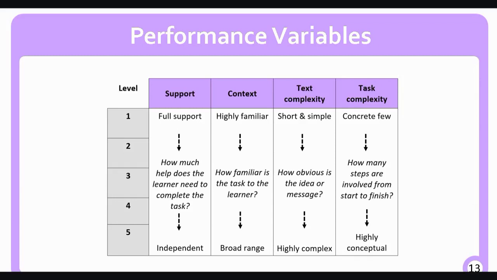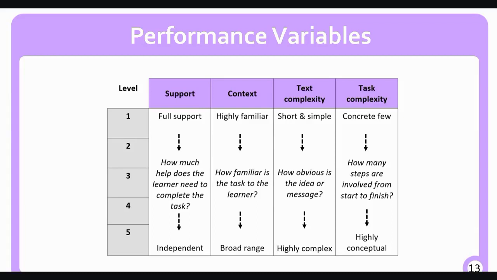With text complexity, if the text is short and simple, level 1. If it's highly complex, then you're looking at 5. With task complexity, if it's concrete, few tasks, simple tasks, not too difficult, then it's going to be level 1. But if it's highly conceptual, a blend of multiple tasks in a melting pot all together, very random, ever-changing all the time, that's when you're going to be looking at your level 5.